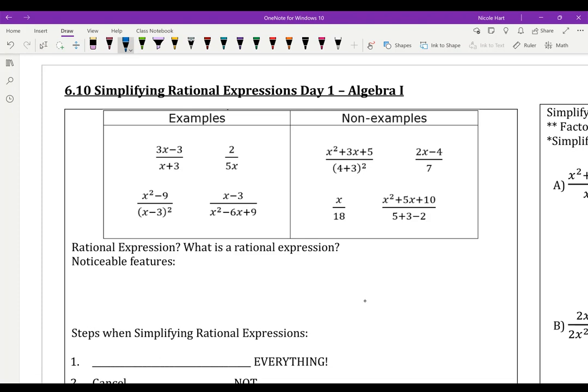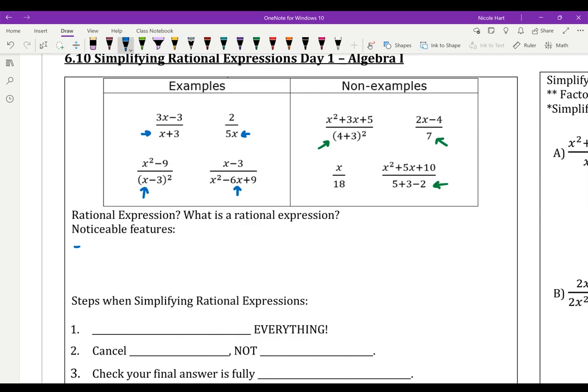If we notice in the bottom of each of our examples, each one of them has variables. And if we notice in the bottom of our non-examples, all of them just have numbers. There's no letters at all. And so that's a huge difference, that we have variables on the bottom, in the denominator. So I want to put variables in the denominator as a noticeable feature. Which is the bottom. We also have some in the top, but we don't have to have some in the top. And then something else that I notice, and we will talk about, is that they are factorable.